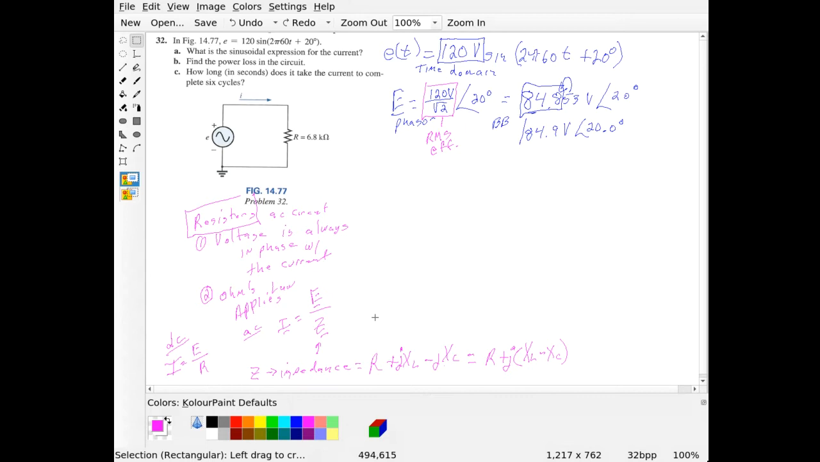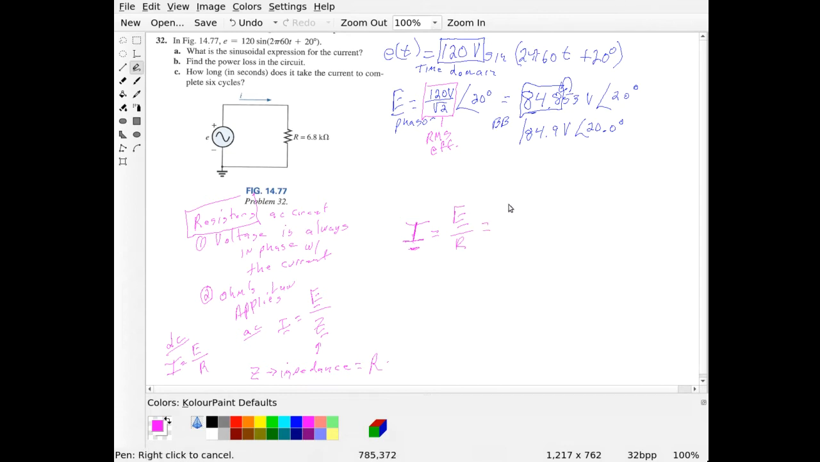So our impedance is just resistance in this case. The impedance is simply that. So our current I in the phasor domain is equal to E divided by R, because that's all we have is this resistance.